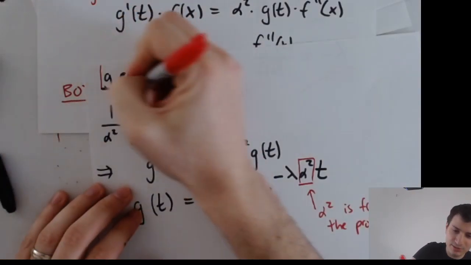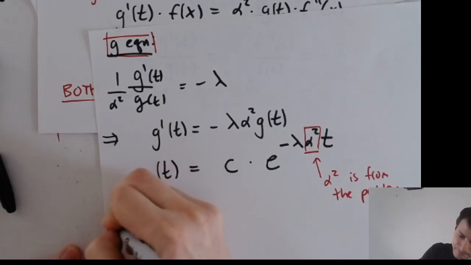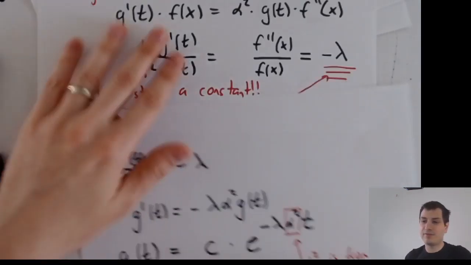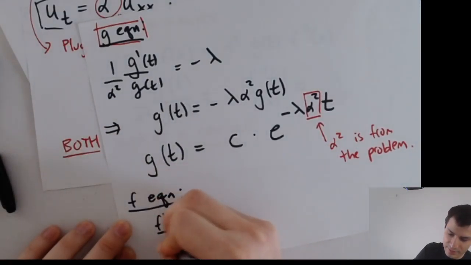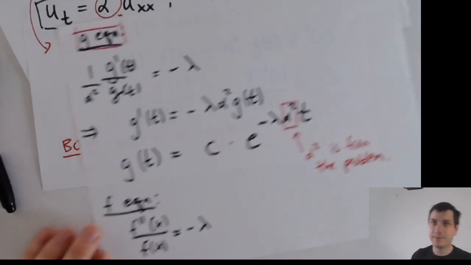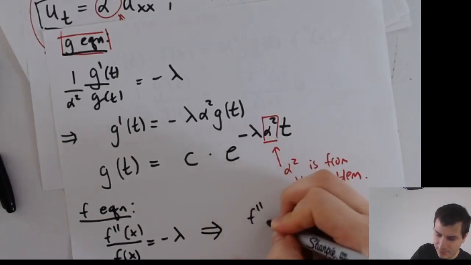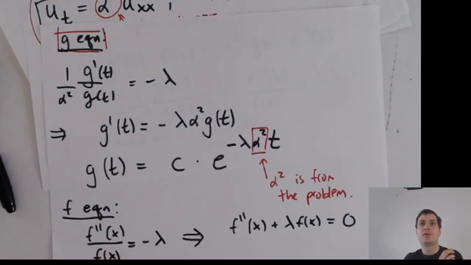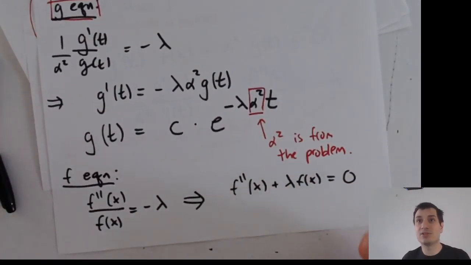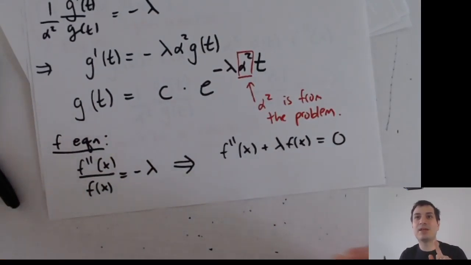Okay, that was the g equation. Now I'm going to solve the f equation. What was the f equation? The f equation says f double prime of x over f of x is minus lambda. And this is a second order equation. f double prime of x plus lambda f of x equals 0. And this has solutions. There's more than one possibility for what the solutions could be. It depends if lambda is positive or negative.